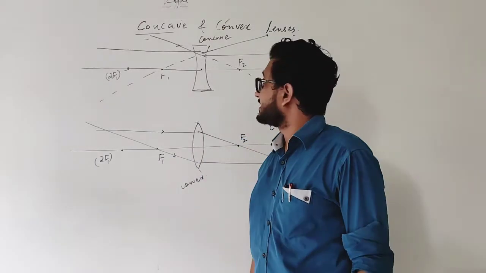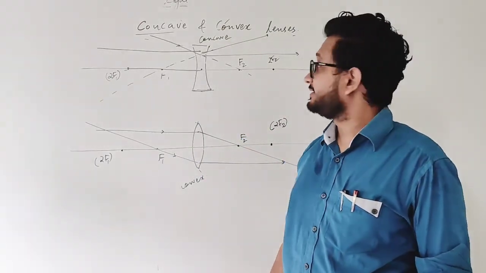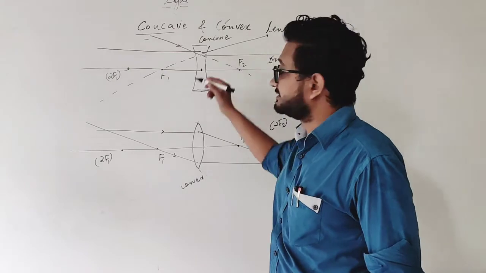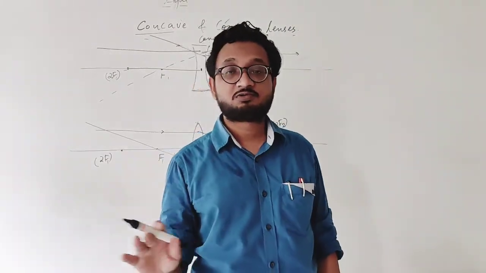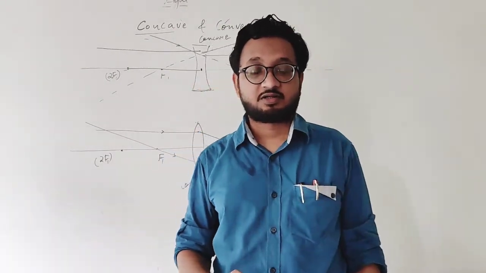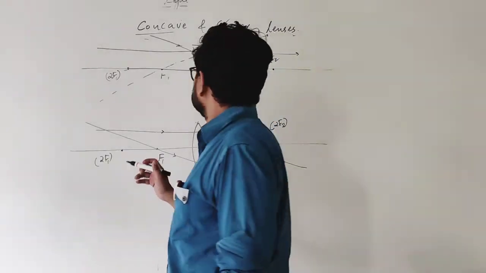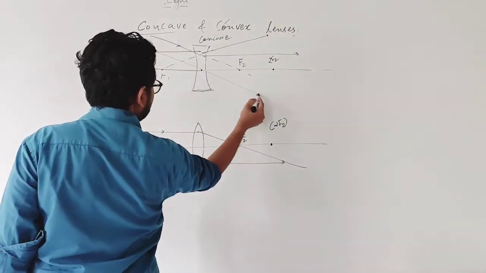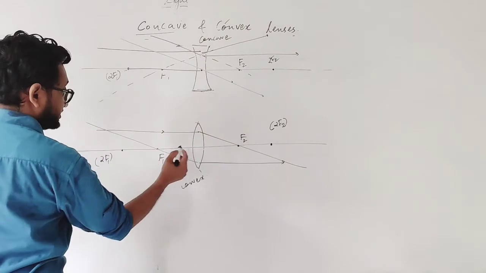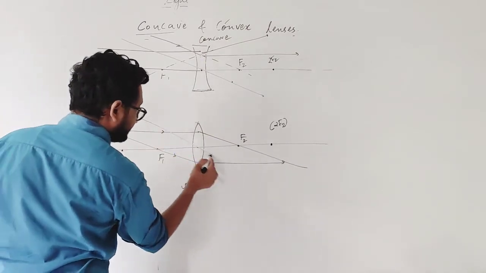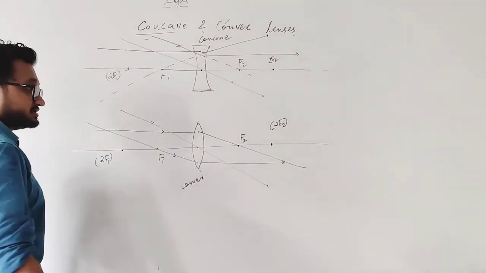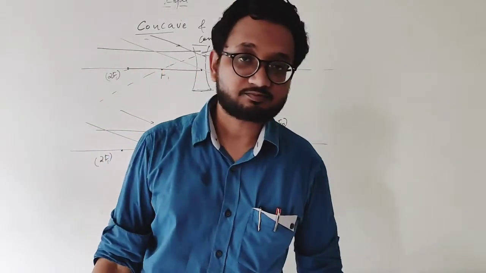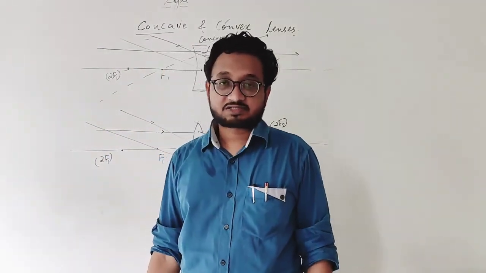The other thing is that if a ray of light passes through the optical center, there is no change in the path of the ray of light. So let's say that the ray of light passes through the optical center, then there is no change. Similar over here as well, if it passes through the optical center, there is no change. I hope it is clear to you, students.